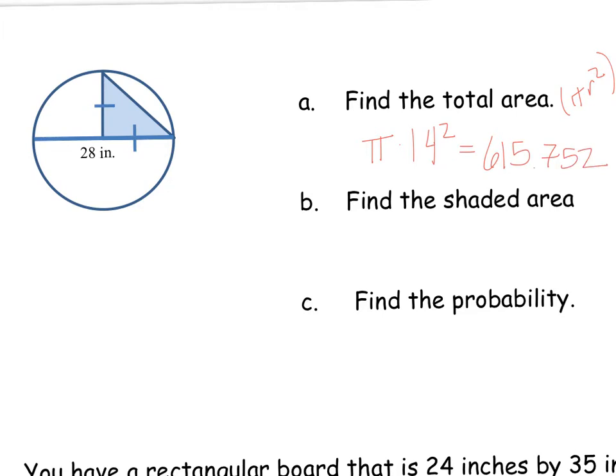Now find the shaded area. That is going to be a triangle. So my triangle is 1/2 base times height. It doesn't tell me what my base or my height is, but I do know that they're the same. My base is going to be the radius, so that's 14. And the other one is 14. So 1/2 times 14 times 14 is 98.